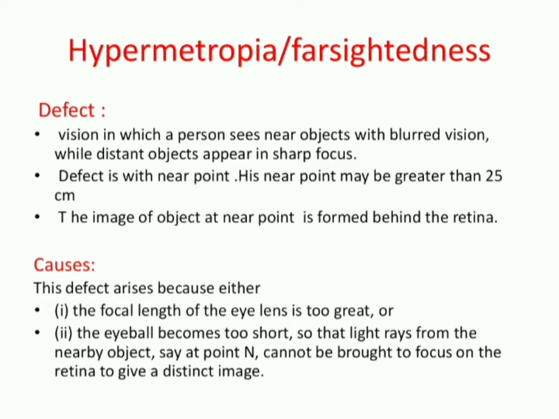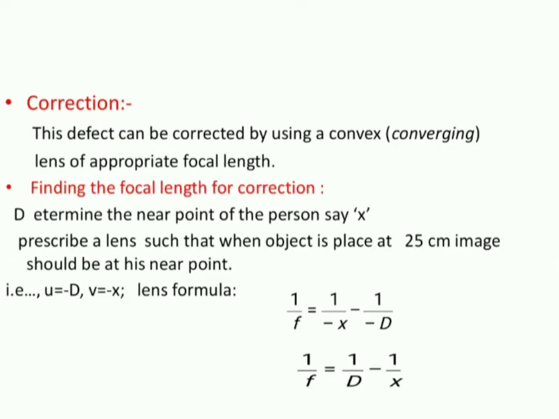And the cause of this defect, this defect arises because of 2 reasons. Either the focal length of the eye lens is too large, that means due to increase in the focal length of eye lens, or the eyeball has become too short so that the light rays from a nearby object, say if you are keeping it at point N, cannot be brought to focus on the retina. As I told you, they form the image beyond retina. So since the image is formed behind retina, we need to converge the rays and bring them back to the retina. So for correcting this defect, we'll be using a converging lens or a convex lens.